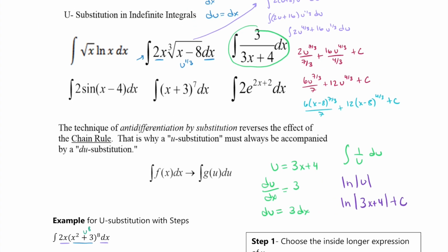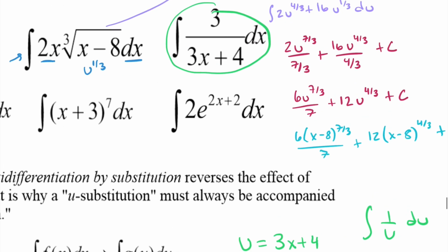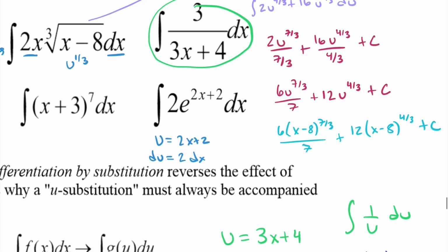Okay, so we're making good progress on these. This one, u would be 2x plus 2. du is 2 dx. Instead of dividing the left side by dx, I'll just immediately put it to the other side. So you have e to the u du after we substitute in for both parts. And the antiderivative of e to the u is e to the u.